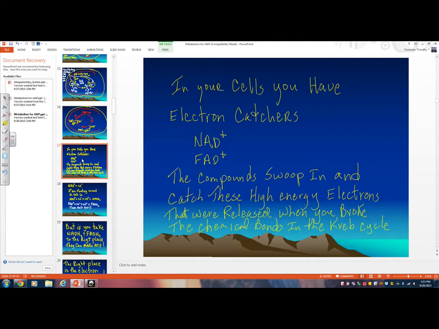Inside your cells, and especially located in the mitochondria, you have these things, these electron catchers. You have nicotinamide adenine dinucleotide and flavin adenine dinucleotide. Their job is to swoop in when the enzymes break the chemical bonds and to catch those free-floating electrons. And because electrons are negative, they have a negative charge. When NAD catches 2 electrons and FAD catches 2 electrons, the ubiquitously floating around hydrogen ions will bind to those 2 electrons, which are negative, and the hydrogen ions are positive, and you will form NADH2 and FADH2.